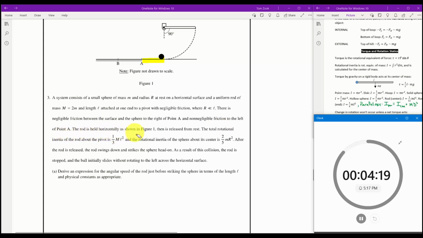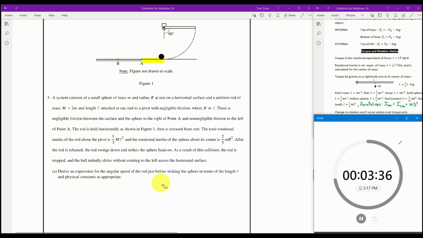The rod is held horizontally as shown in figure 1 and is released from rest. The total rotational inertia of the rod about its pivot is this. The rotational inertia, that's the correct formula, about the sphere about its center is that. After the rod is released, the rod swings down and strikes the sphere head on. As a result of this collision, the rod is stopped. So it swings down, hits it, the rod stops, and the ball moves. The ball initially slides without rotating because there's no friction. So no friction means it won't roll. It'll just slide. And then it says determine an expression for the angular speed of the rod just before striking the sphere in terms of the length L and the physical constants.